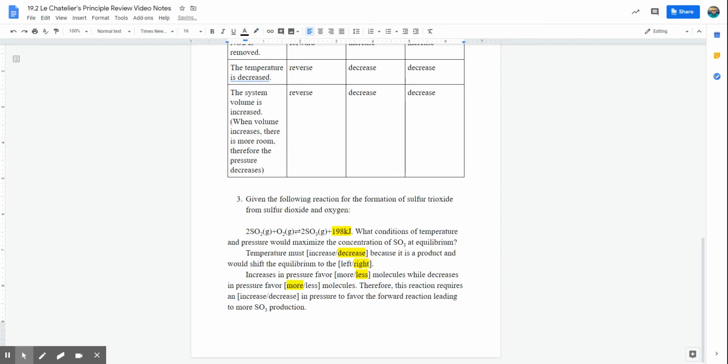And then the last bit is to answer the actual question, and it's based on the information in the first sentence. So therefore, this reaction requires an increase or decrease in pressure to favor the forward reaction. The forward reaction, as you notice, has fewer molecules. So I'm going to pick the one that's fewer, which would be an increase in pressure. And that's how you answer that one.